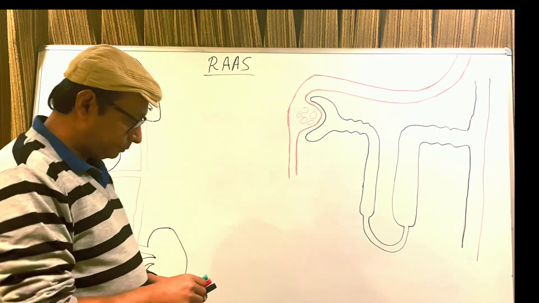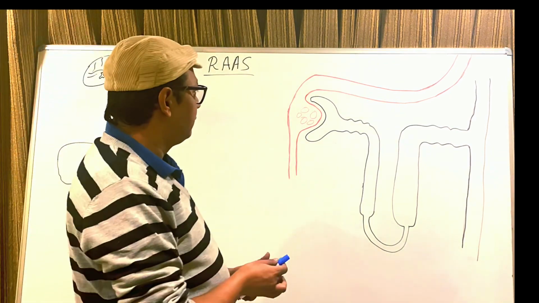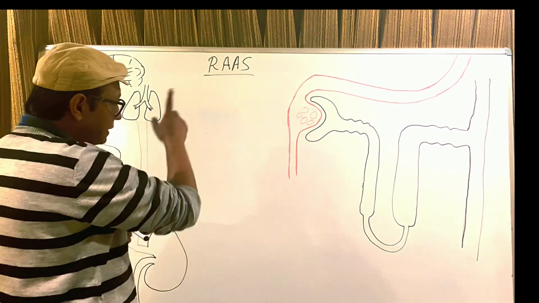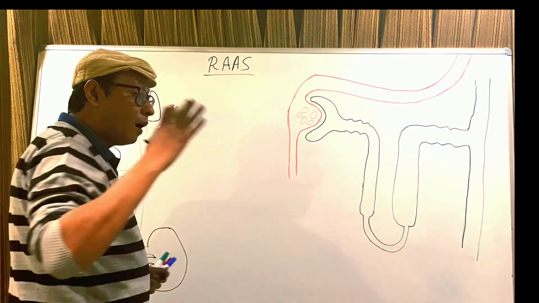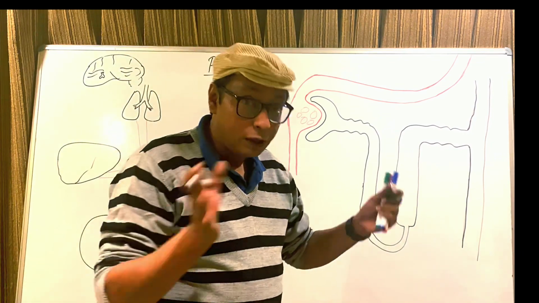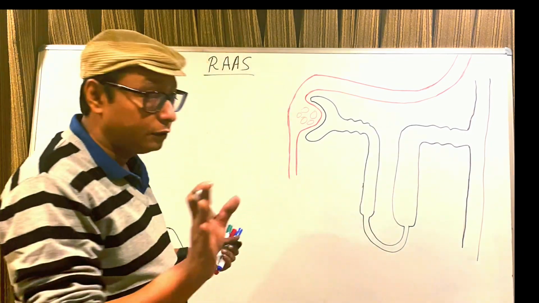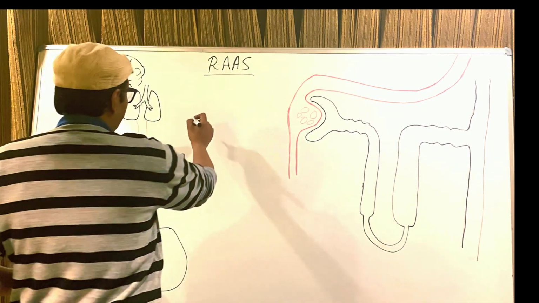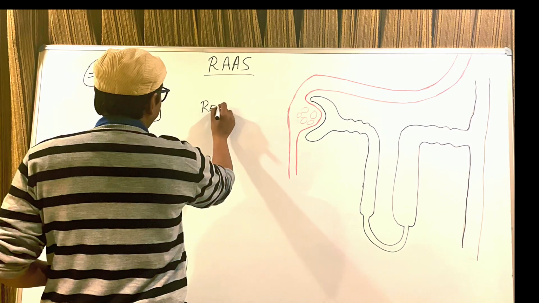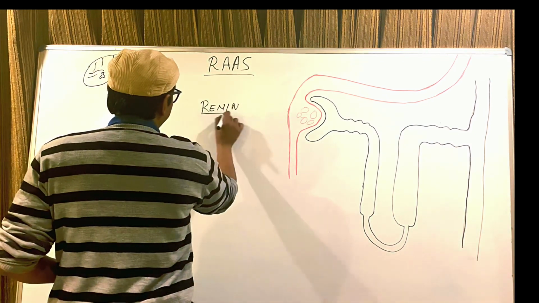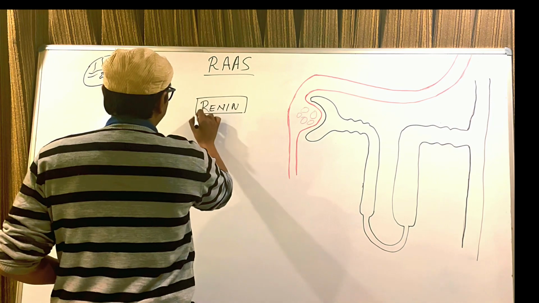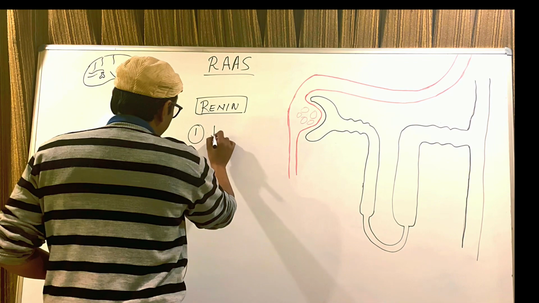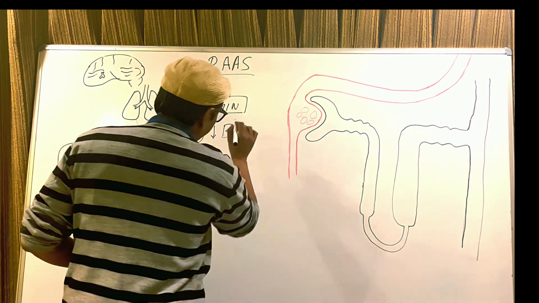So we will make a list of conditions in which the RAAS will be activated, and that is why renin will be secreted. I'll tell you what I mean by renin secretion. But before that, renin is the main starting point of the RAAS system. It is activated whenever there is a drop in the blood pressure.